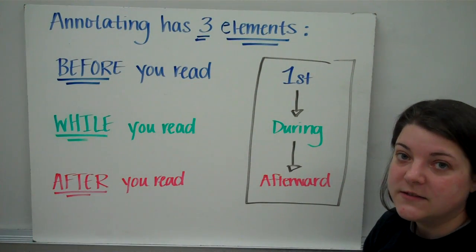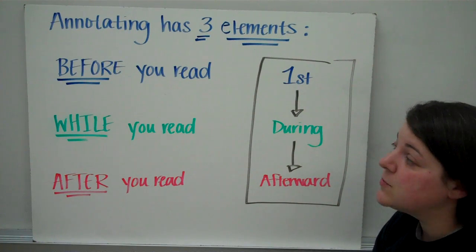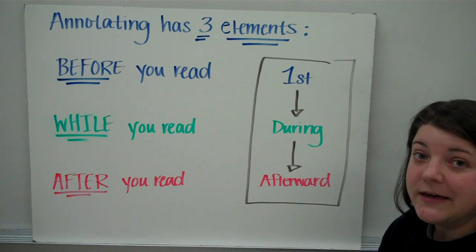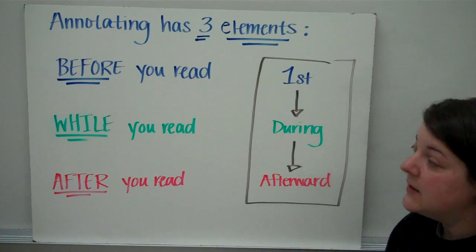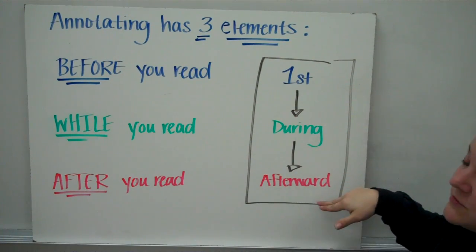So annotating a speech has three elements. Those three elements happen before you read, while you read, and then after you read. So you do it first, you do it during, and then you do it afterward.